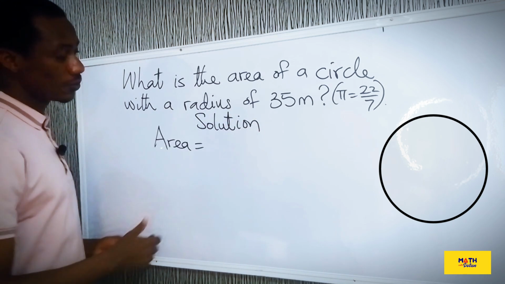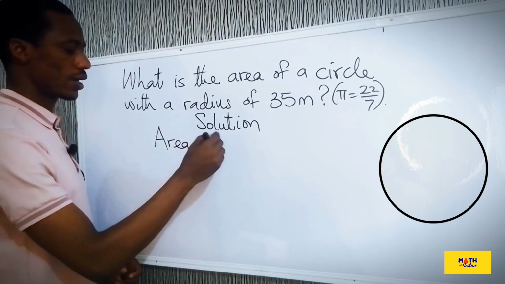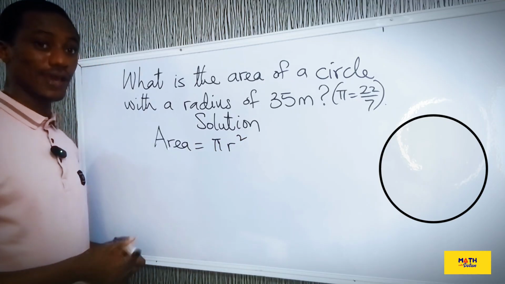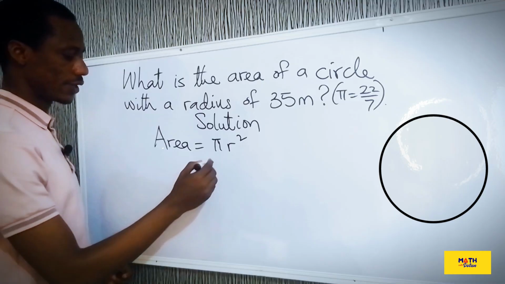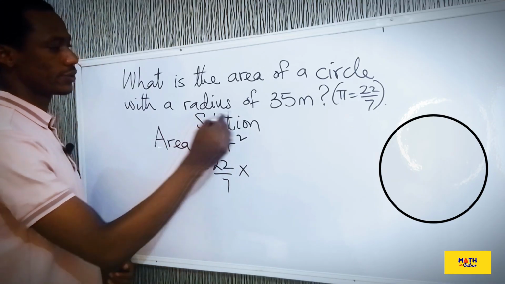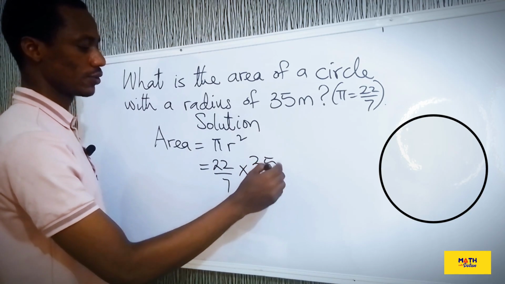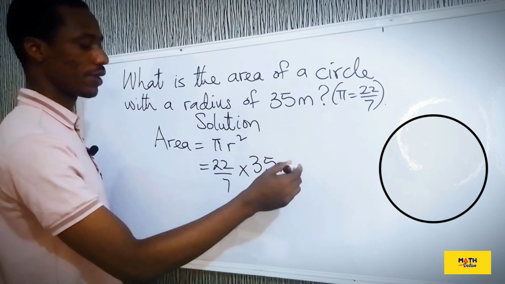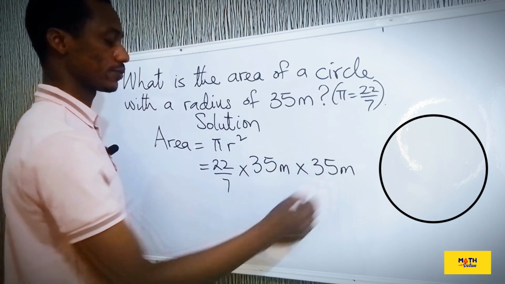Alright, the formula for calculating the area of a circle, remember, is pi r squared. Our pi is given as 22/7. The radius is 35 meters. It's squared, right? That means we multiply it by itself. 35 meters.